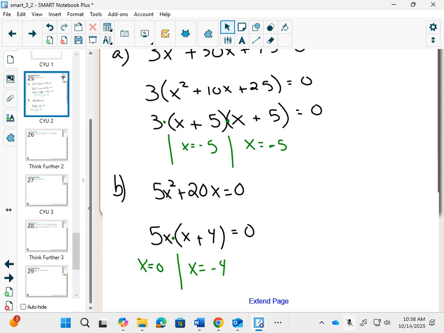Okay, ones to circle on this one: 8, 9, 10, 11, 13, and 18. And I put a star beside 18 because it's probably a little trickier.